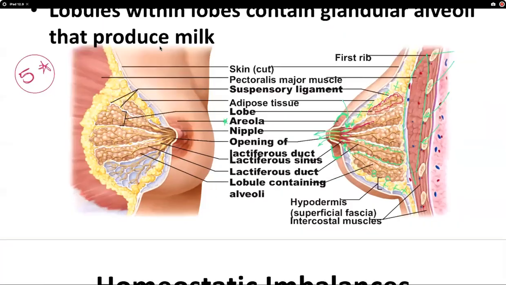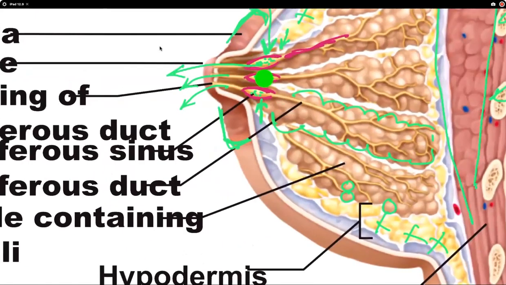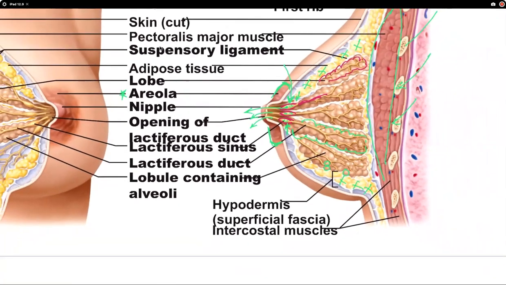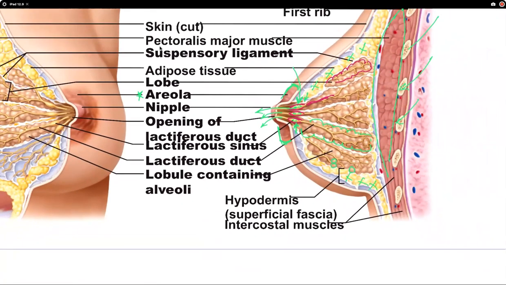And towards the end of the lactiferous ducts, we have this bulging part. This is where the milk gets stored. This is called the lactiferous sinus. When the baby suckles the nipple, the lactiferous sinus is going to be stimulated under the effect of the oxytocin, and they will be squeezing the milk to travel from the lactiferous sinuses to the outside through the openings of the lactiferous ducts on the nipple.